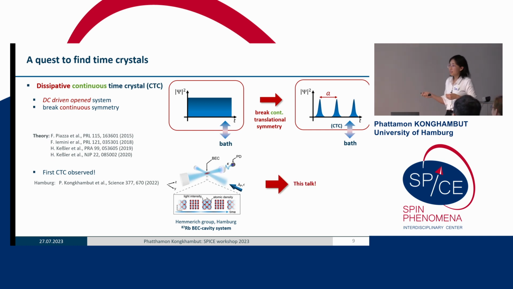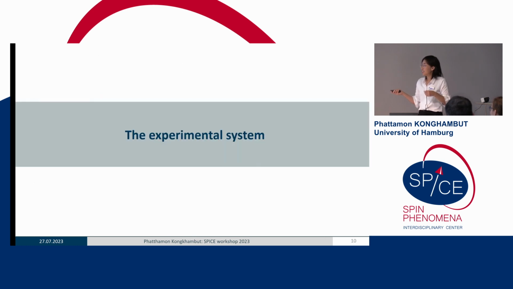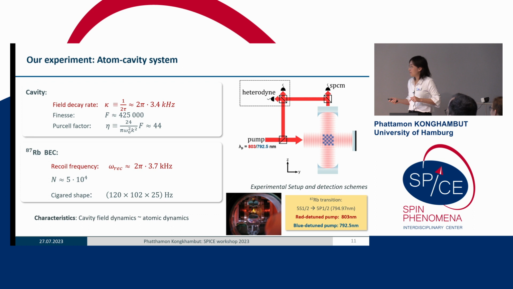I will go into more detail about how we can realize this type of continuous time crystal. So let me introduce an experimental system, since I'm an experimentalist. Now we have both the atom and the cavity side. We have an ultra-high finesse cavity, with two mirrors placed in that direction. And inside this blue part, we have a Bose-Einstein condensate of rubidium-87 atoms.